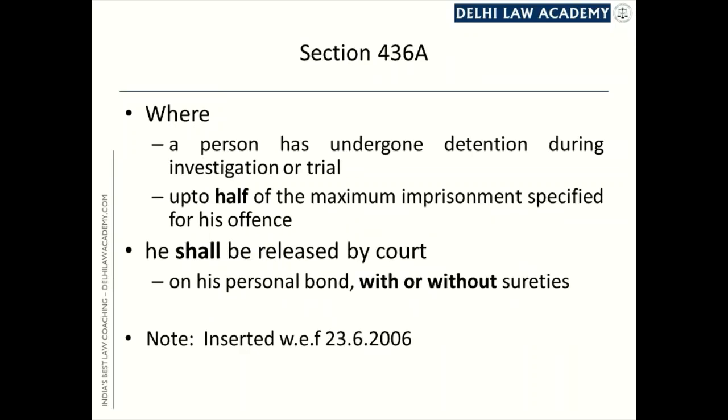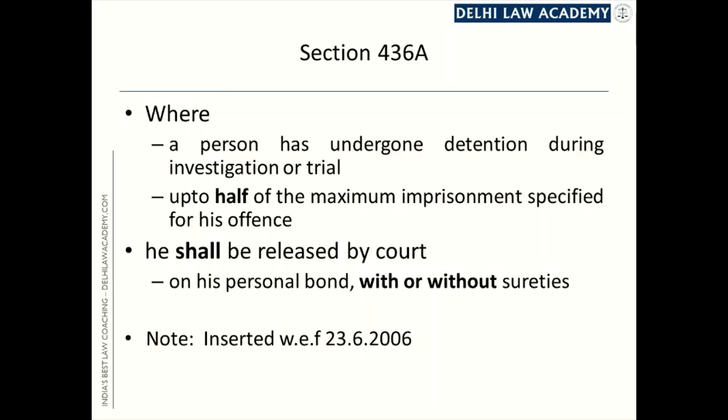A new section 436A was inserted with effect from 23rd of June 2006. This section makes a half-hearted attempt to set a limit to the detention which a person can undergo before his guilt is proved. This section says that when a person has undergone detention during investigation or trial up to half of the maximum imprisonment specified for his offence, and here his offence means the offence of which he is alleged, of which he is accused.